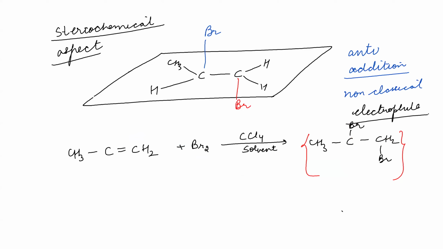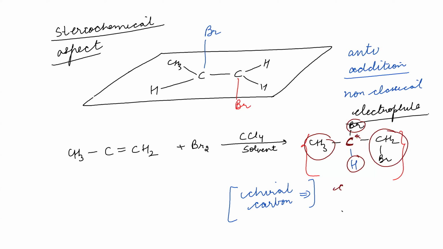Now, the number of products that can be formed here may be two, one, or four; it depends. What possible questions can they ask you? Do you see any chiral carbon here? What is a chiral carbon? A carbon which is connected to four different groups. After the product is formed, this carbon is connected to one bromine, one H, one methyl, and one other group. So this is going to be my chiral carbon.